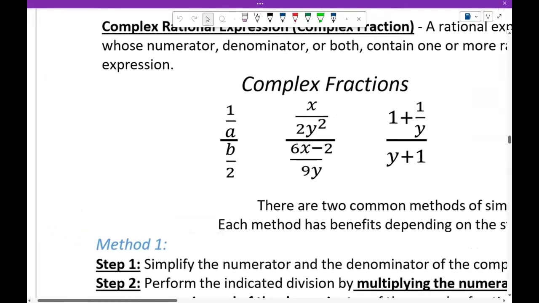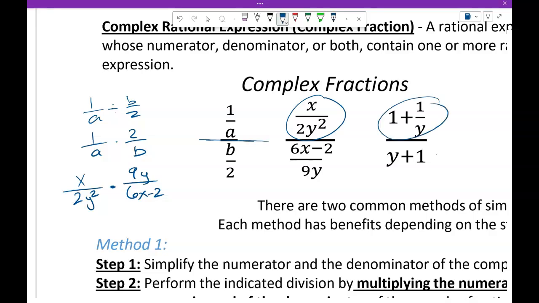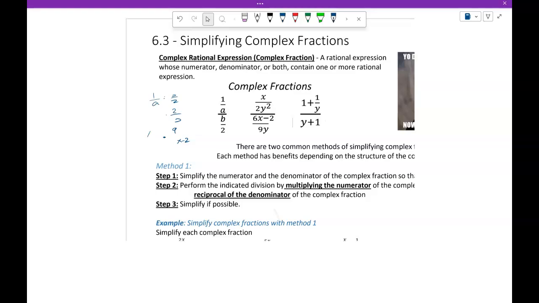So for example, with this fraction up here, we have division of 1 over a divided by b over 2, and we can rewrite this as 1 over a times 2 over b. And we could do the same thing with this second fraction, where we have x over 2y squared times the reciprocal of the denominator. Now, this doesn't work if we have two terms. And so if we have two terms, we need to combine them over a singular fraction in order to do multiplication of the reciprocal. So let's go ahead and go through some examples.